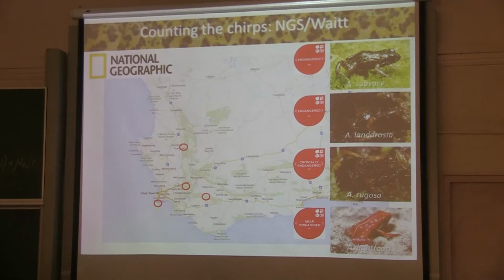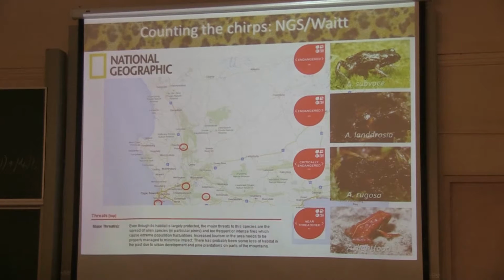various species of very small frog that live in mountainous areas. One of the things that all of these small frogs have in common is that they're affected by the spread of alien plants, and in particular pines, Pinus radiata, I believe.